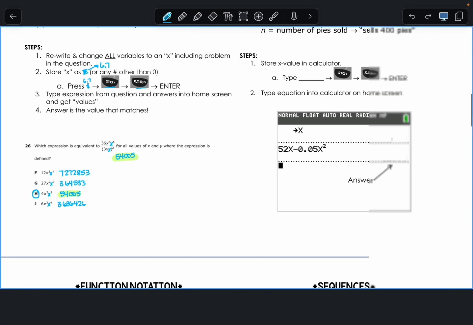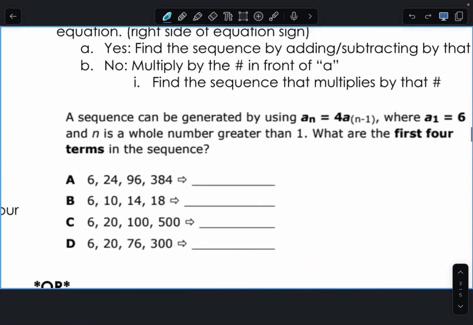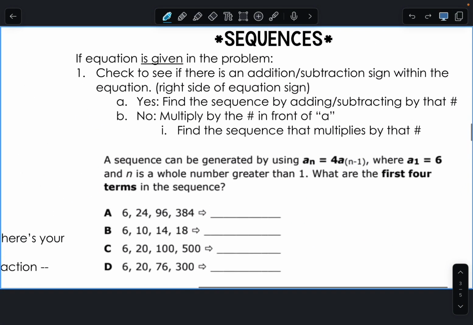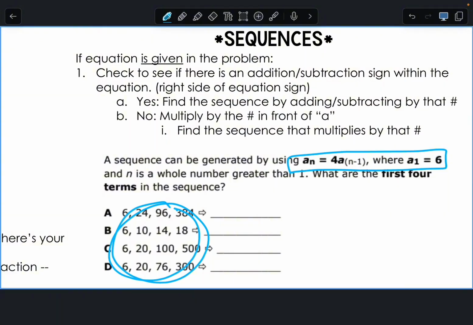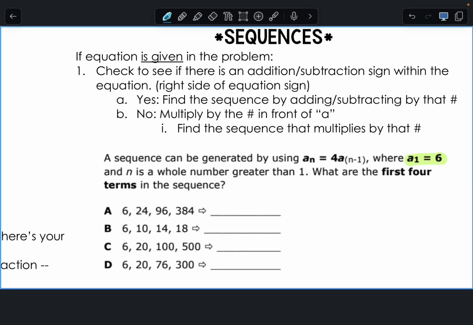Sequences. Sequences is something that we've recently learned. We did learn how to write the sequences with explicit and recursive rules. This one is written as the recursive rule, where your answer choices are the sequence, but they tell you what your first term is and what to do with that first term. The first term is 6. A sub 1 is 6. So I cannot get rid of any answer choice because all of them start with the number 6.